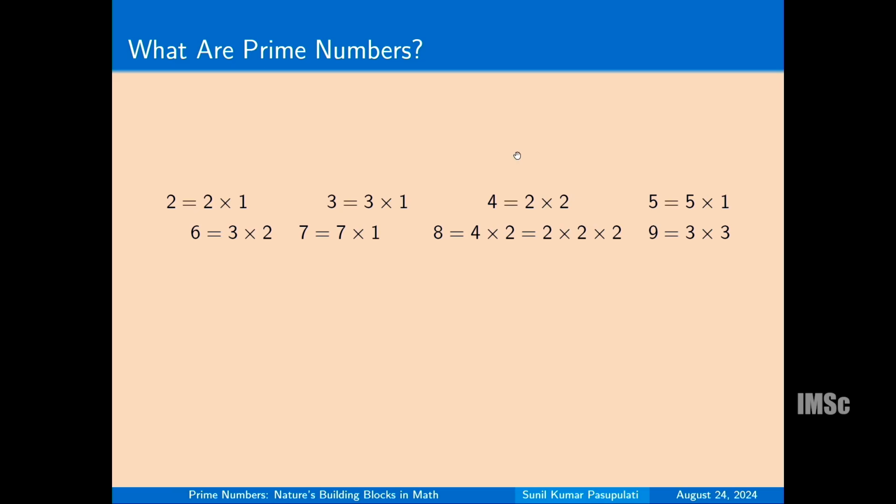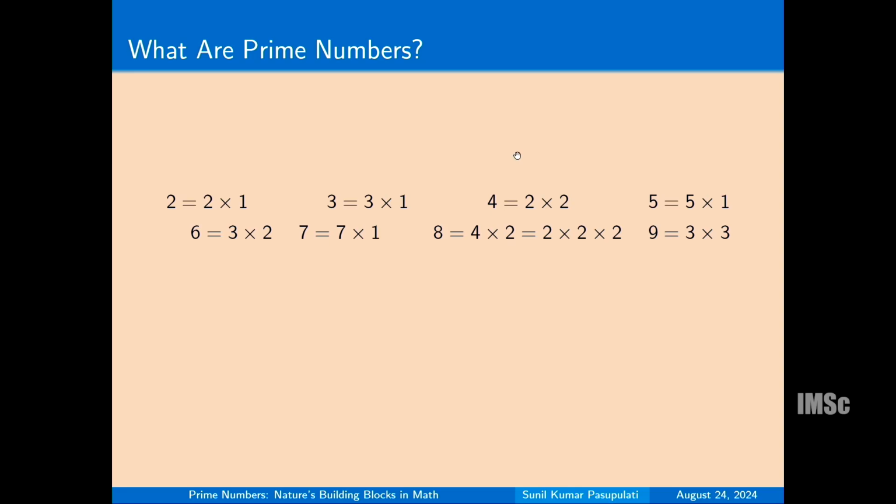So I've just written down, up to 10, the divisors of the numbers. Probably most of you would know what a prime number is. Can you say which are all the prime numbers here? 2, 3, 5, 7. That's all right.